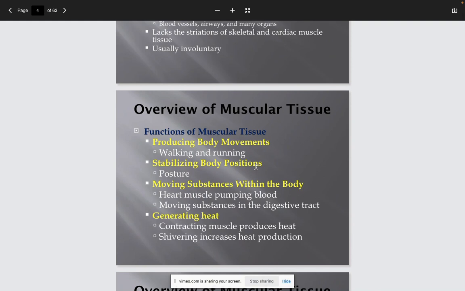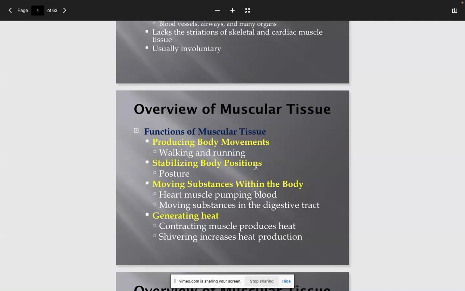So these are just generalized functions of muscular tissue. A lot of these are going to make sense to you, so I don't think it's insanely important to memorize these because they're just intuitive. They make sense. So producing body movements, walking and running, and stabilizing body positions. If you try to maintain good posture for so long, your muscles will begin to tense up. We're just used to slumping over, as I'm doing right now in my chair, right? But a lot of that is because our muscles are just not used to holding our skeleton up in that position.